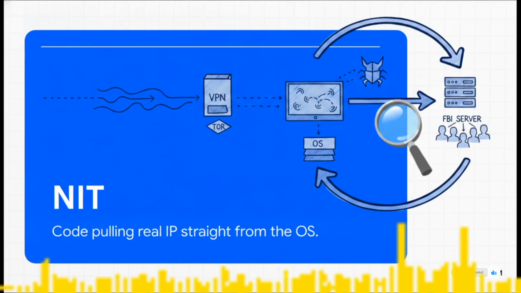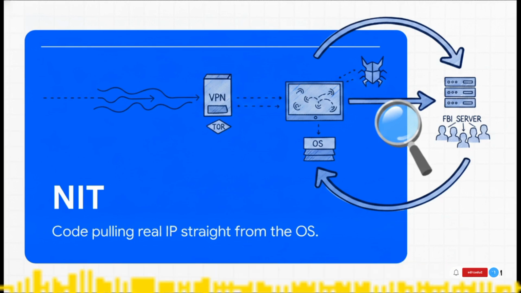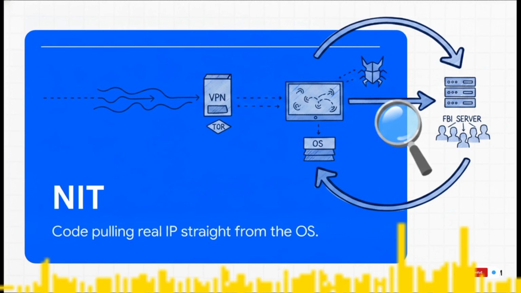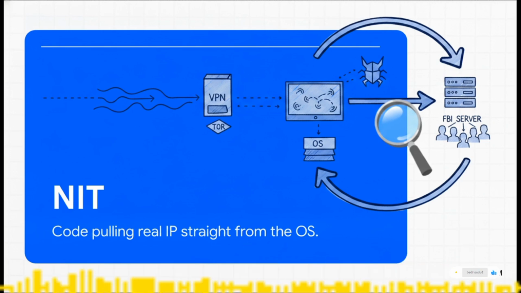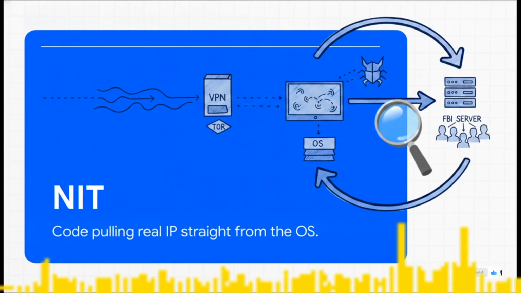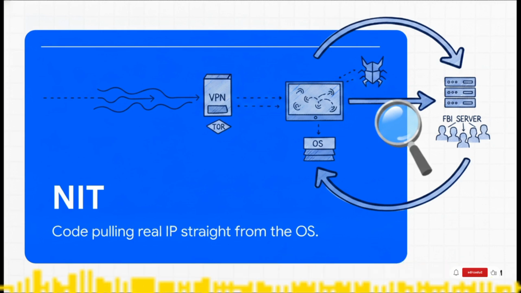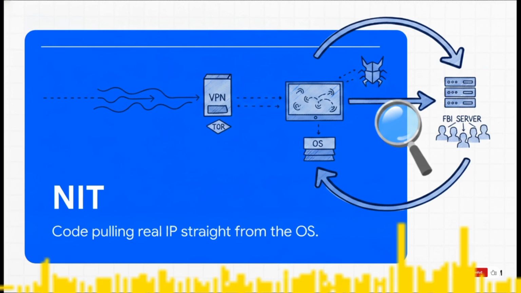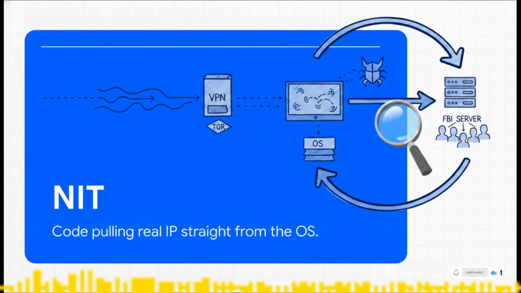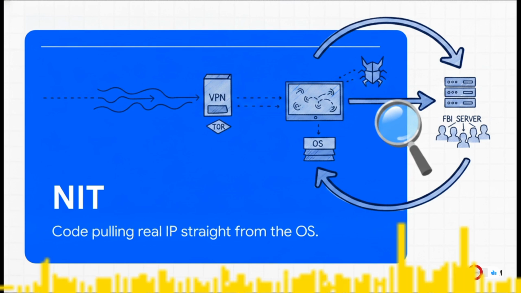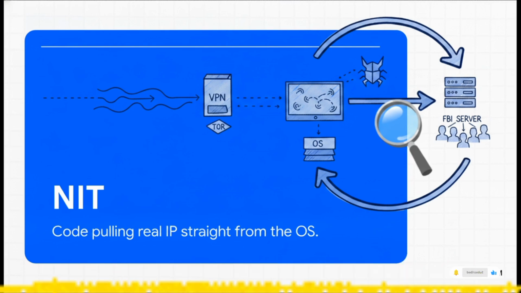What investigators will do is host or compromise a website. When a suspect visits, that malicious code executes right inside their browser. It doesn't even try to read the encrypted network traffic. Instead, it reaches right down into the operating system, grabs your real IP address, and sends it straight back to law enforcement. A massive real-world example of this was the FBI's Playpen operation. They ran a dark web forum from a server in Virginia for 13 days, and in less than 2 weeks, over 1,300 Tor users were de-anonymized using a NIT.